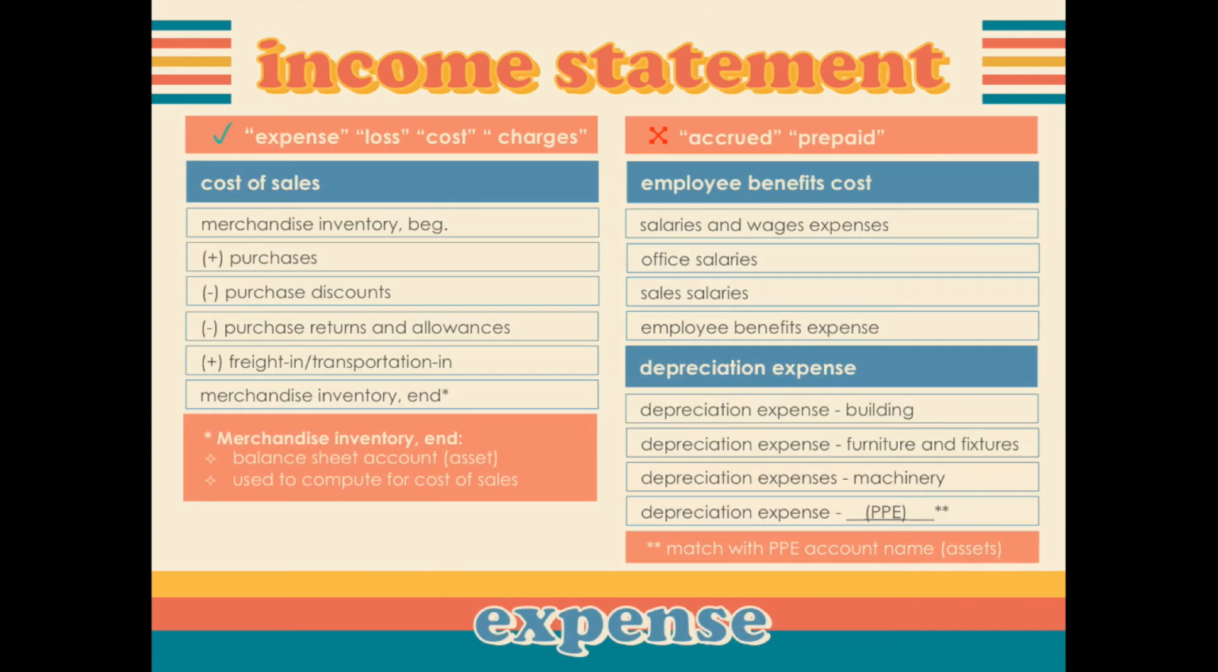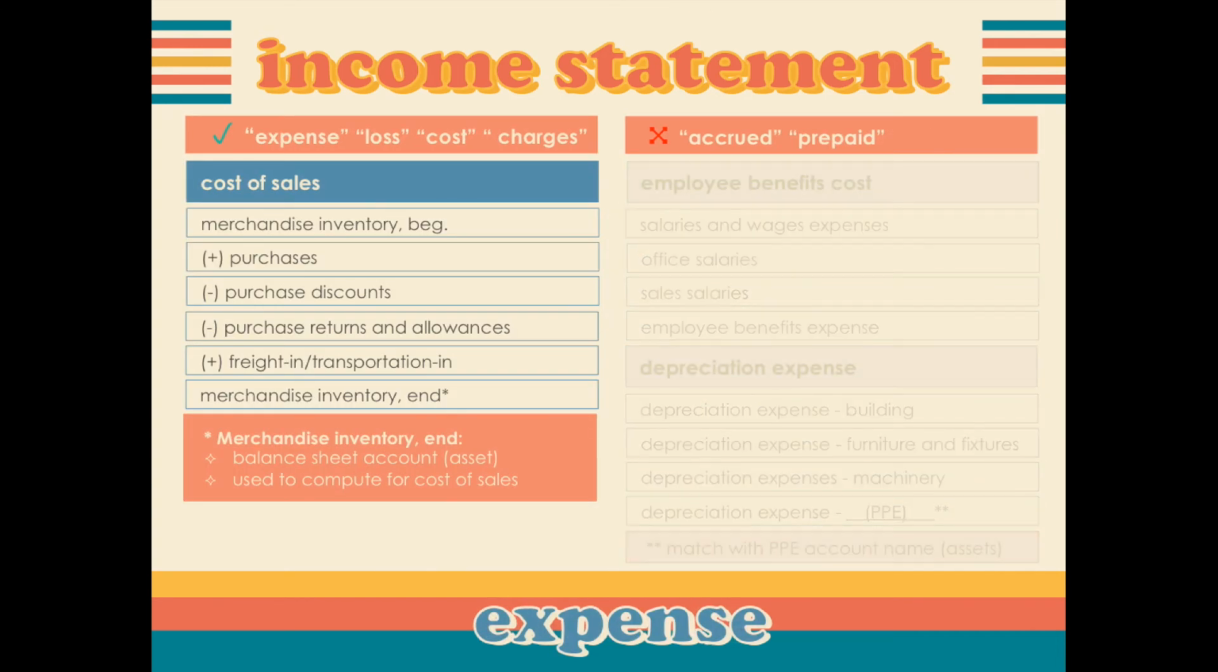Now let's move on to the expenses. First, we have cost of sales. We'll talk about this in detail in Part 5, but the account names used in computing for the cost of sales are merchandise inventory beginning, purchases, purchase discounts, purchase returns and allowances, freight in, and merchandise inventory ending.